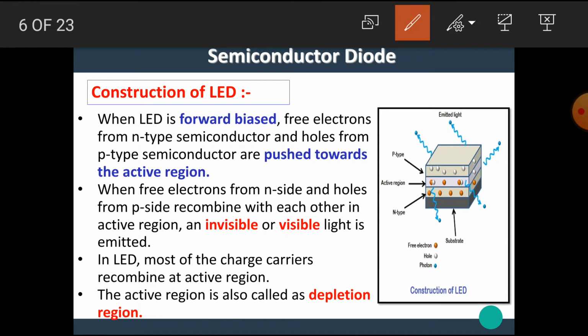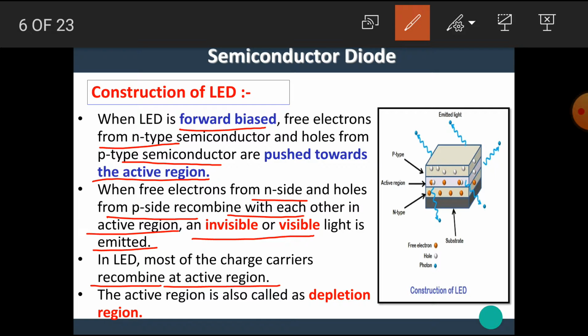Now let's see what happens in the LED. When the LED is forward biased, free electrons from the N-type semiconductor and holes from the P-type semiconductor are pushed towards the active region. When free electrons from the N side and holes from the P side recombine with each other in the active region, invisible or visible light is emitted. In an LED, most of the charge carriers recombine at the active region. The active region is also called the depletion region.